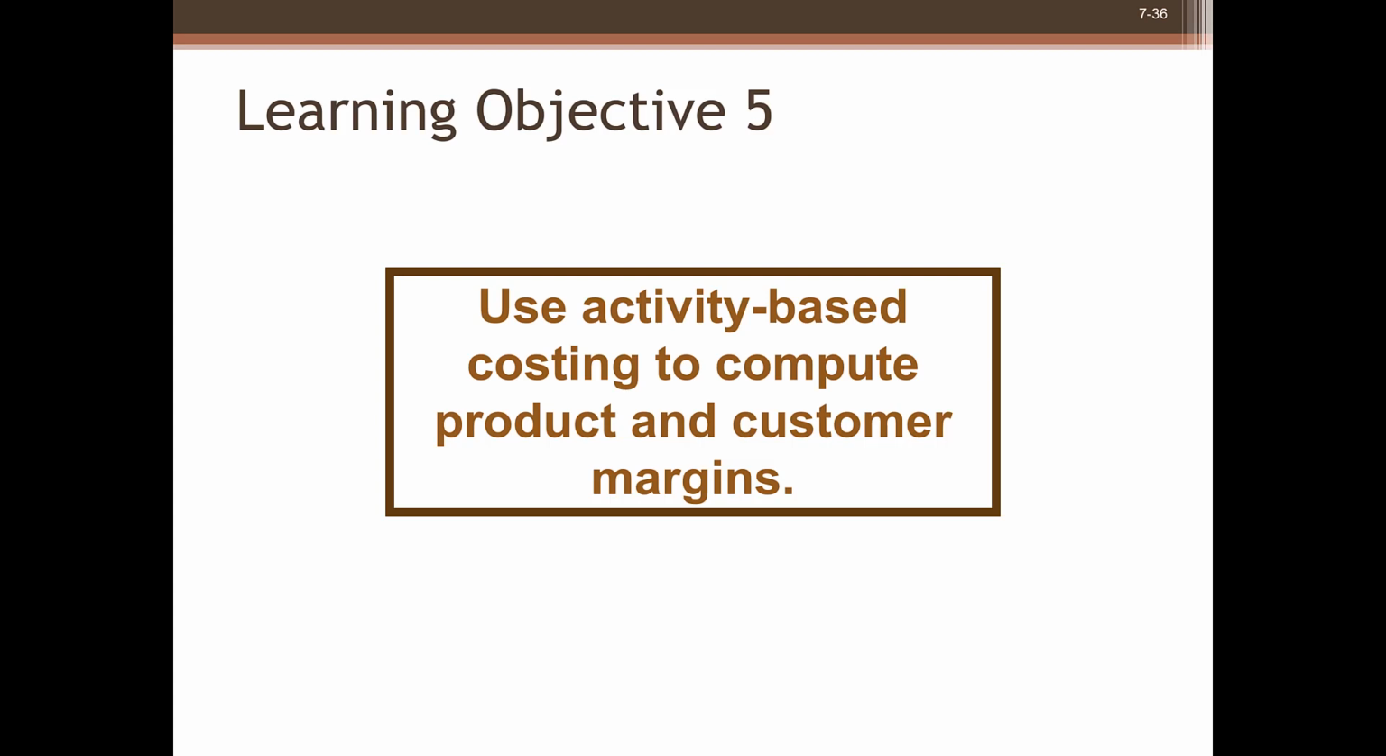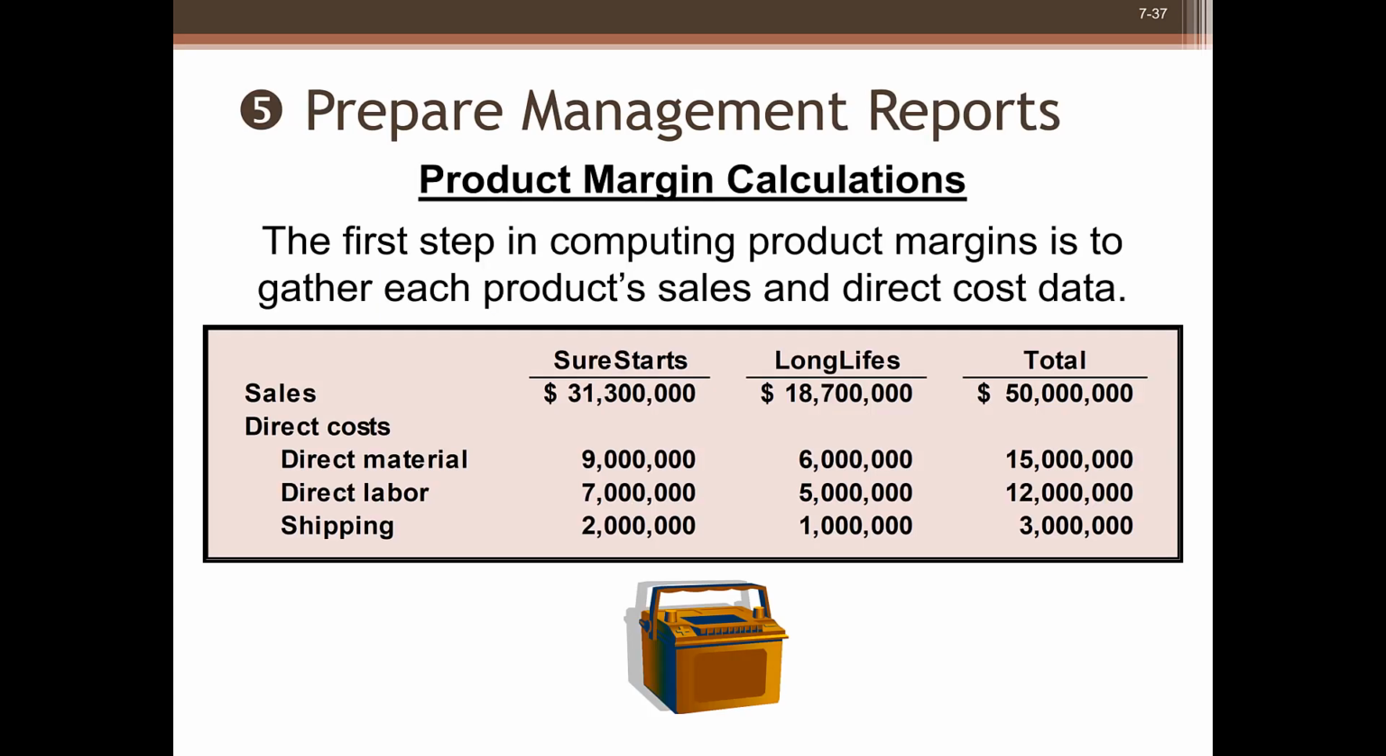Learning Objective 5 and Step 5. Use activity-based costing to calculate product and customer margins. One of the most common management reports prepared with ABC data is the product margin or product profitability report.